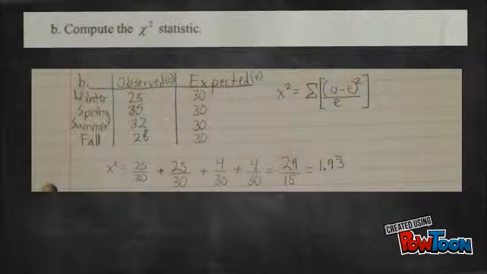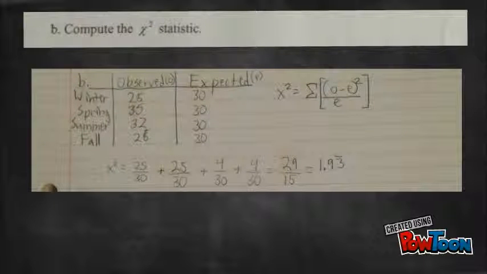B. Compute the chi-squared statistic. Here's a chart that shows the observed values and our expected values for birth rate by season. As we know, the chi-squared equation is chi-squared equals the sum of all (observed minus expected) squared over expected. Skipping a few steps involving basic arithmetic, I have solved for the chi-squared by hand below, and it is equal to 1.93 repeating.